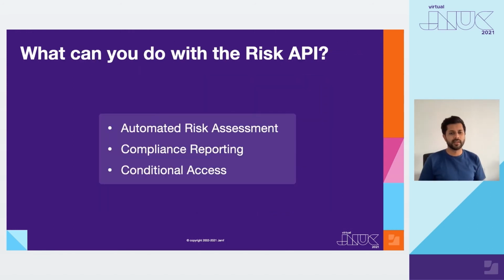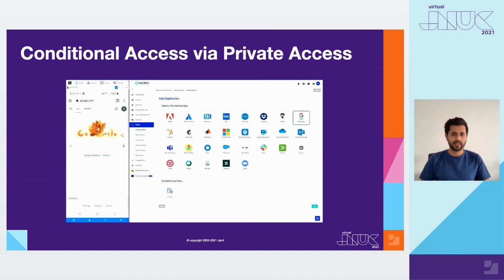What can you do with the Risk API? You can use it for automated risk assessment. You can use it for compliance reporting if you have specific requirements in that area, or you can use it for conditional access to sensitive corporate applications. What does this look like in practice, though? Let's take a look at a demo showing you how powerful the Risk API can be when used with Jamf Private Access and risk-based access policies.